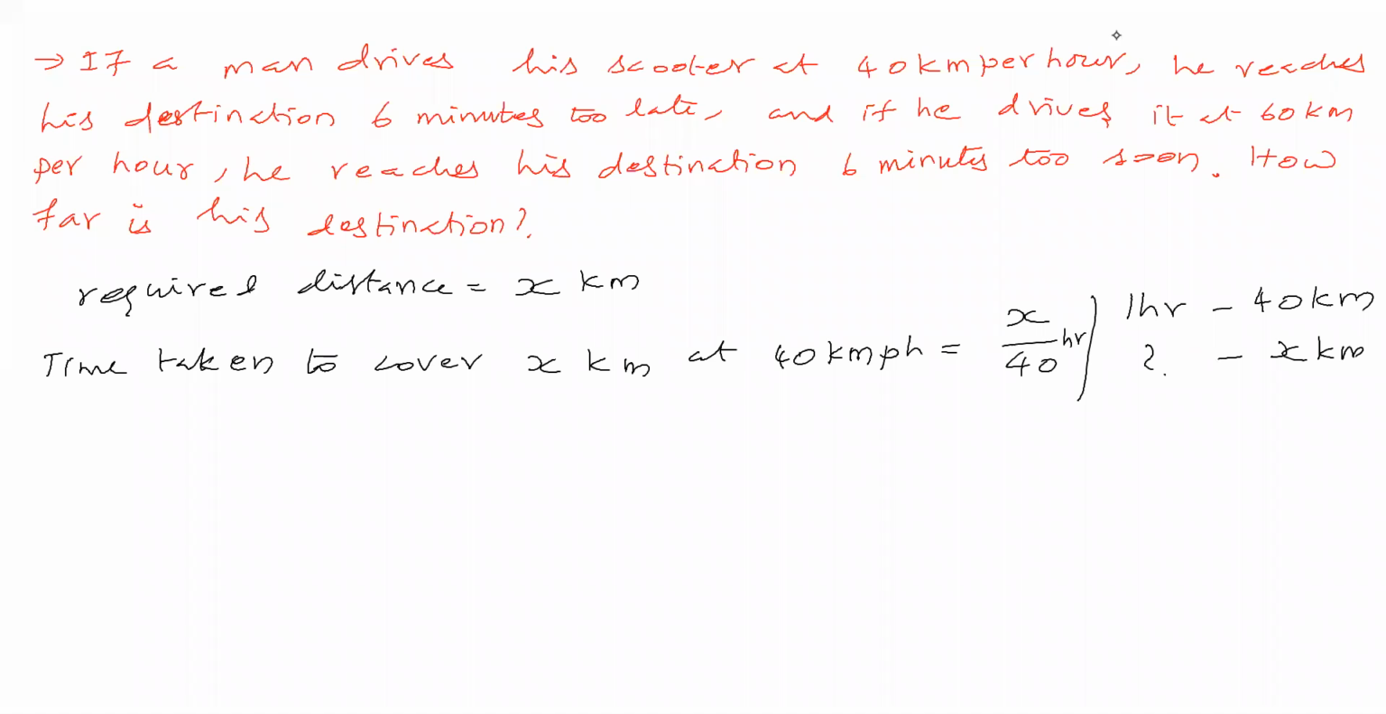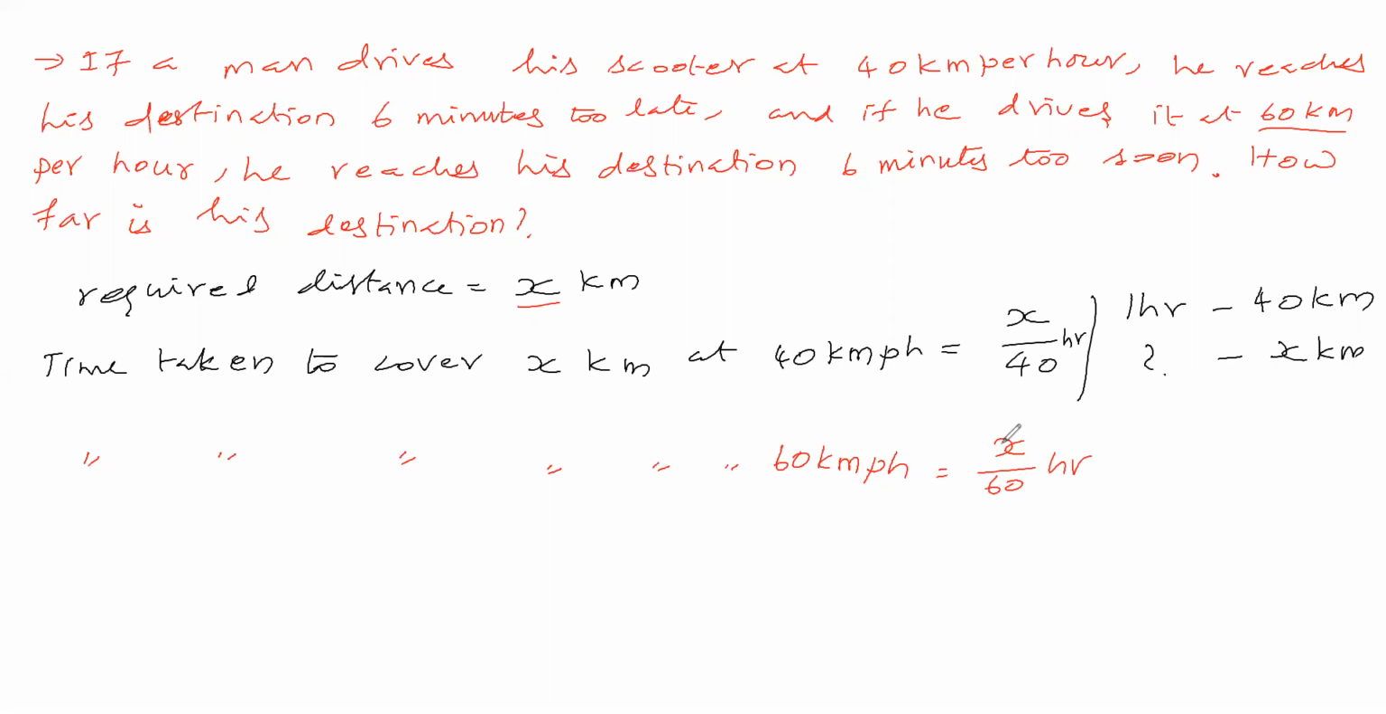Next. If he travels 60 kilometer per hour, what time will he take to reach x kilometer? So time taken to cover x kilometer distance when he travels 60 kilometer per hour is x by 60 hours.